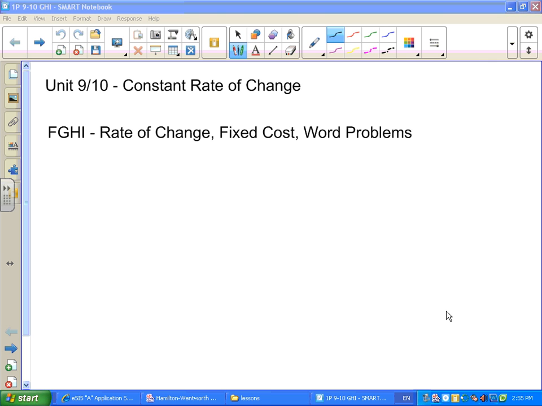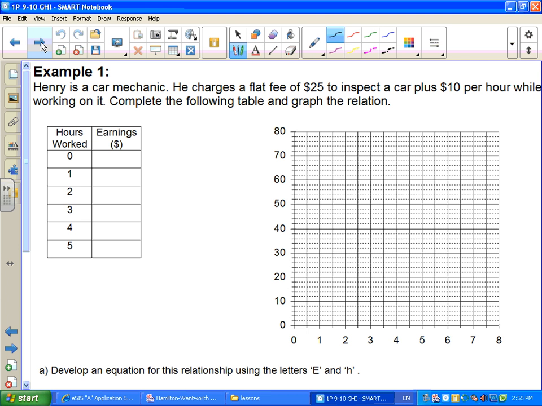And what all of these questions in F, G, H, and I have in common is that they are all sort of word problems. We're given a situation which is described in words, and we're expected to fill in a table or make a graph or answer some questions about it. So let's take a look at an example of a situation we could be looking at here. Henry is a car mechanic. He charges a flat fee of $25 to inspect a car, plus $10 per hour while he's working on it.